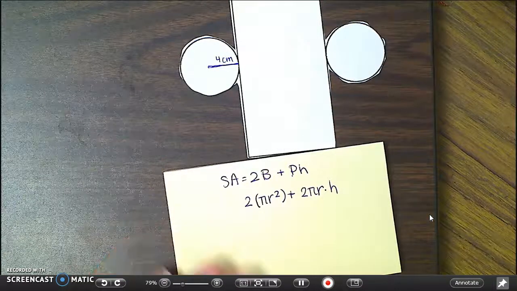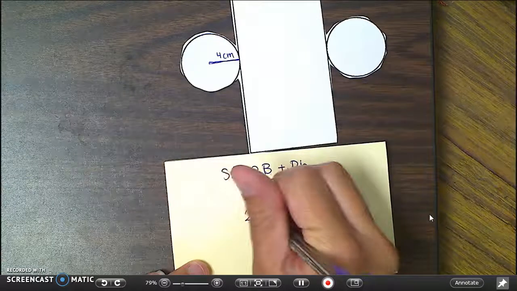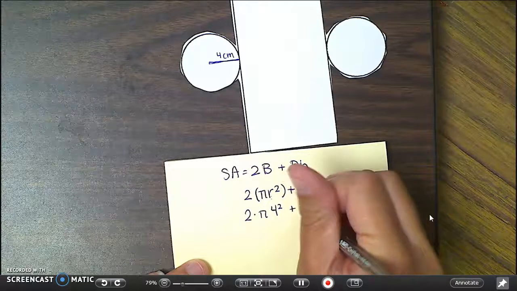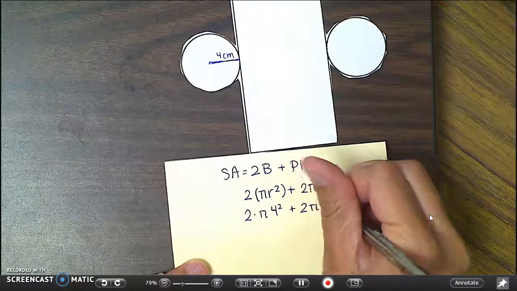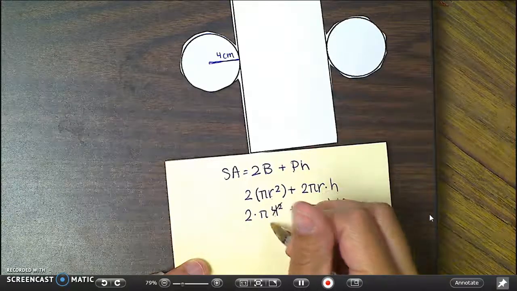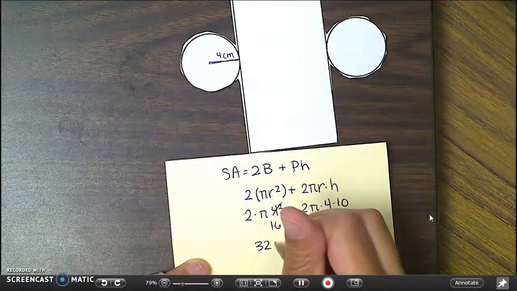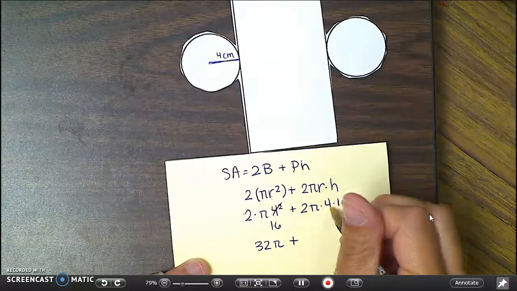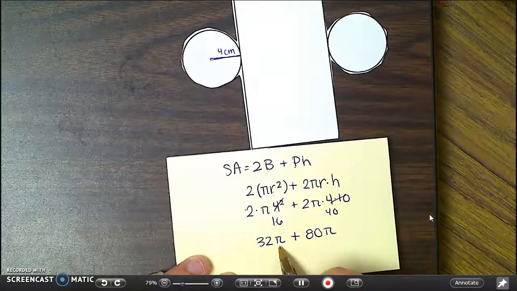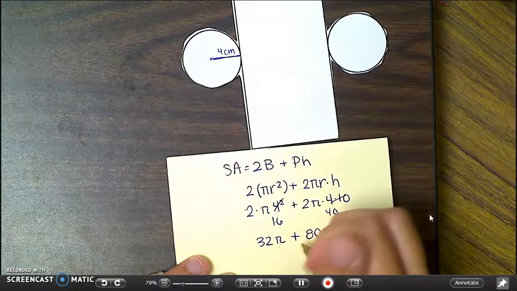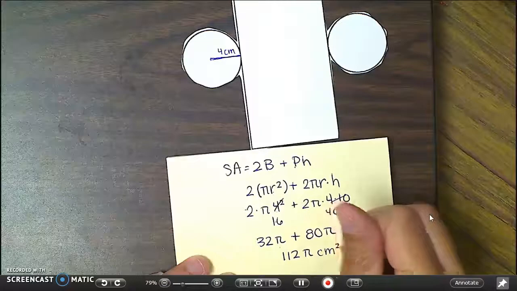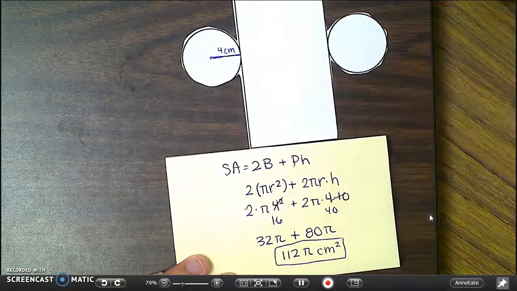And then I should just be able to fill these numbers in. So 2 times pi r squared, where r is 4, so 4 squared, plus 2 times pi times r, which is 4, times the height, which is 10. So then if I simplify it, we're going to have 4 squared, which is 16, times 2 is 32 pi, plus over here we're going to have 40 times 2, so 80 pi. And then, because these are both in terms of pi, we can add them, so 112 pi centimeters squared. So hopefully we got that one.